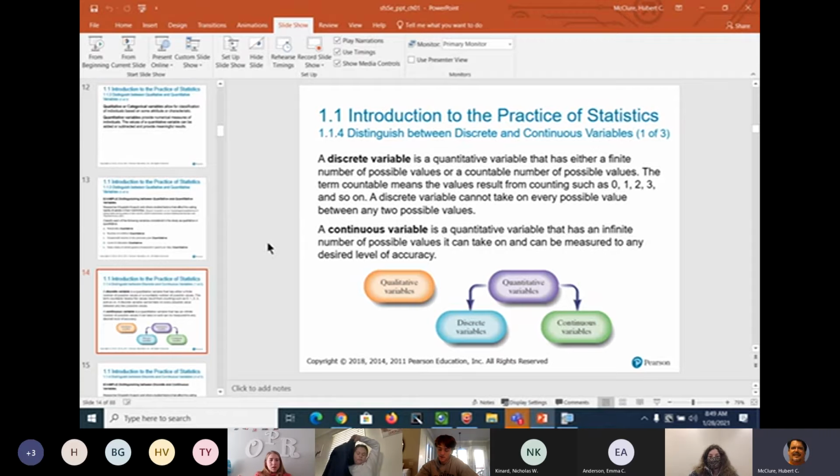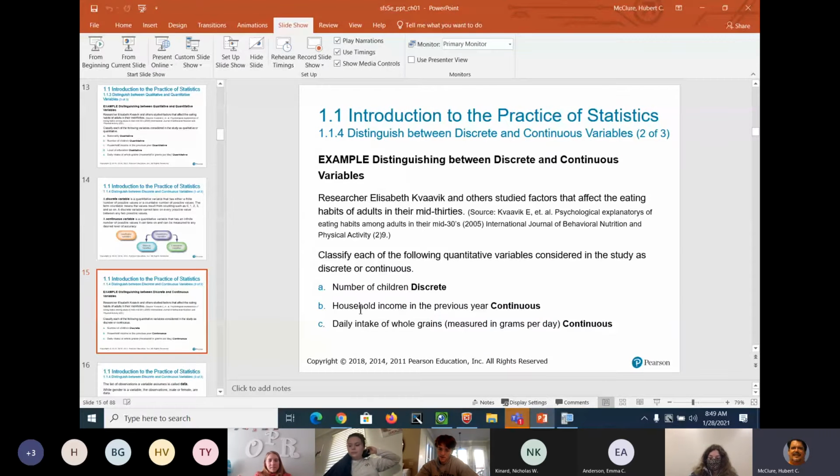Number of children. I would hope you count the number of children, so that would be what? Discrete. Household income. Continuous. Daily intake, continuous. Let me give you an example of why weight is continuous.